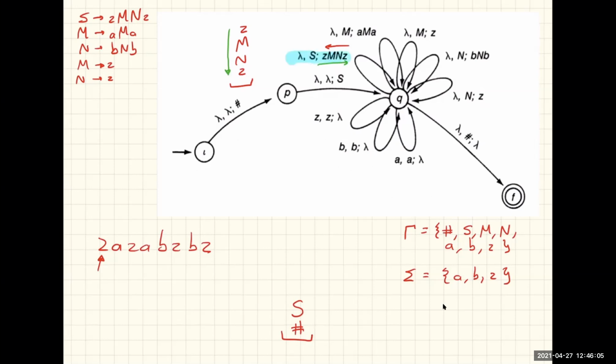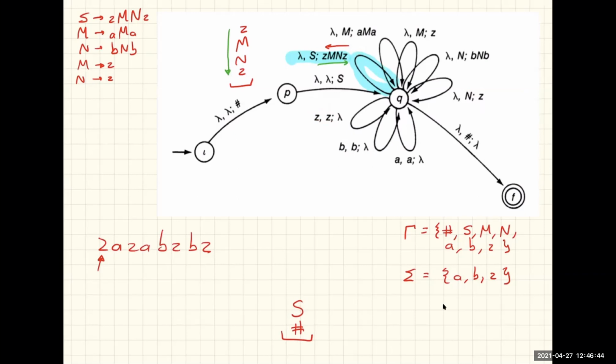to follow this arc. Why? Because we have an S at the top of the stack, and it says pop the S and change it for Z, M, and Z. We cannot follow this one because at the top of the stack there is not an M, and there is not an N, so we cannot follow this or this. And while we have this Z at the beginning of our string, we cannot read it because we would need a Z at the top of the stack that we don't have. So we cannot follow this arc. The only one we can follow is the blue one.